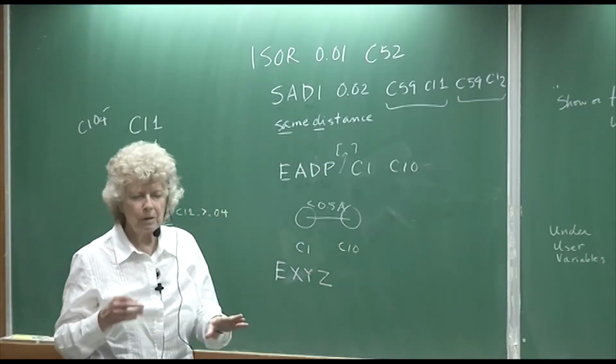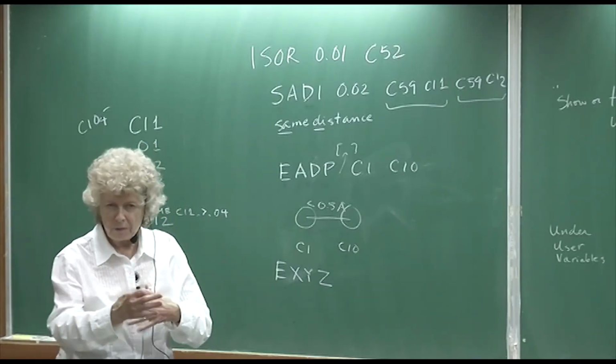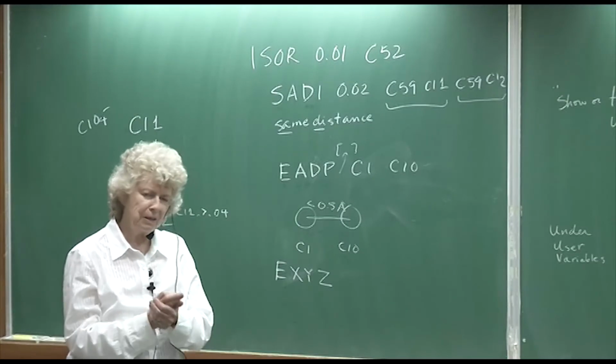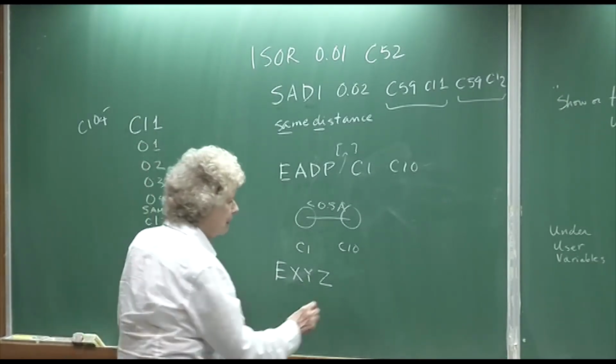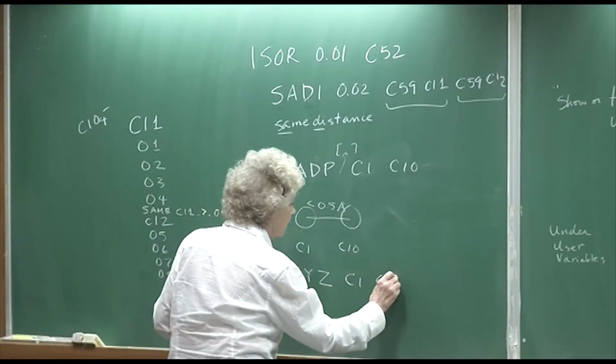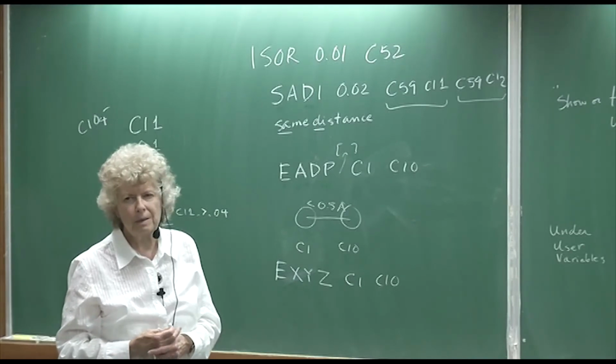Like, you have two atoms on exactly the same site. You don't want them to fall away from each other. You want them to stay on top of each other. So you say EXYZ, equal XYZ, and then name the two atoms. Again, that would be a disorder situation, a mixed occupancy situation.